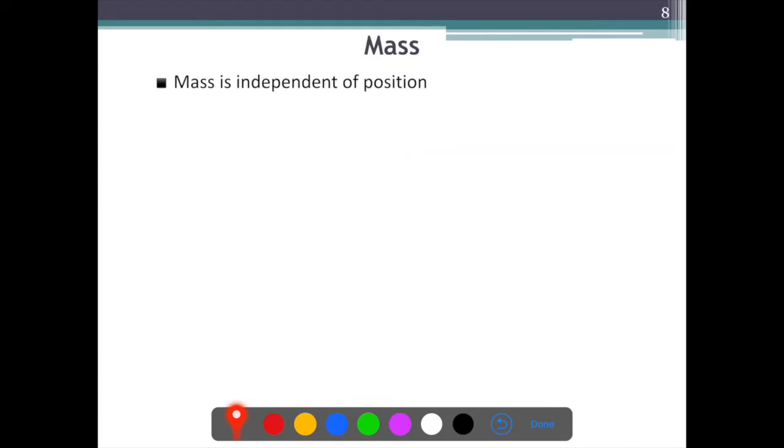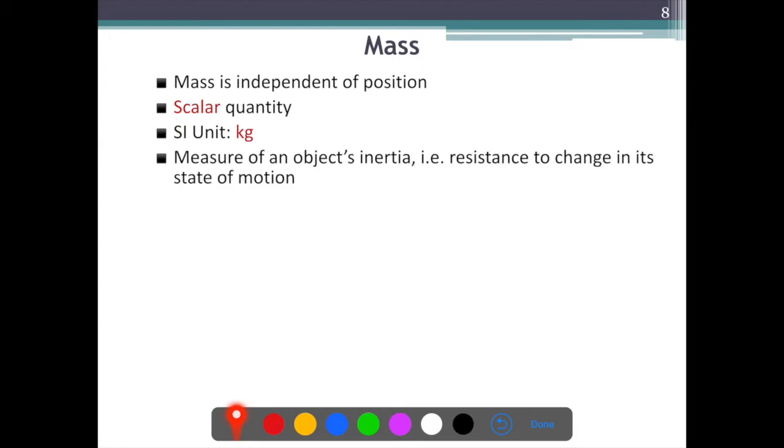Mass is independent of position. It's a scalar quantity because you don't need the direction, and it is measured in kilograms. So the more correct question, if you wanted to know how heavy someone is and you're expecting an answer in kilograms, is to ask, what is your mass? And they can respond with saying, my mass is 50 kilograms, for example.